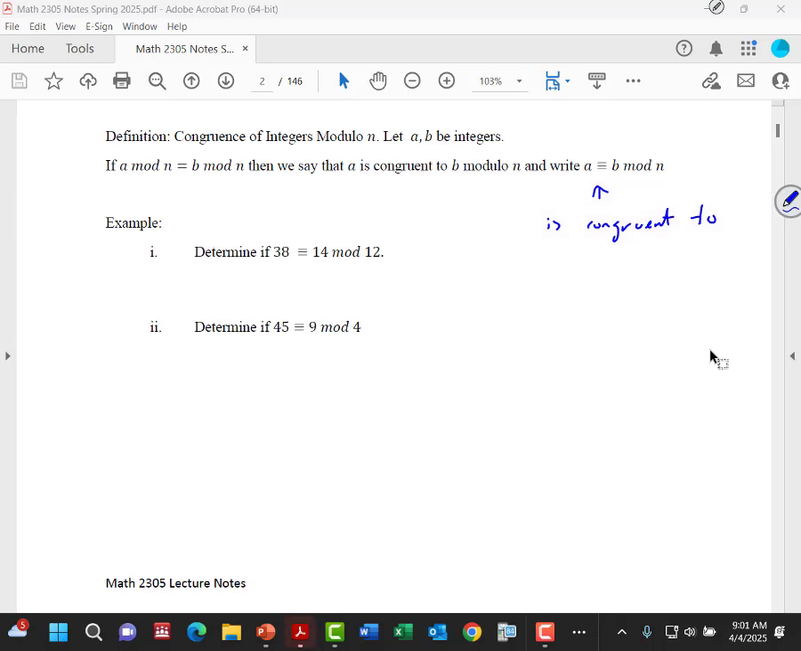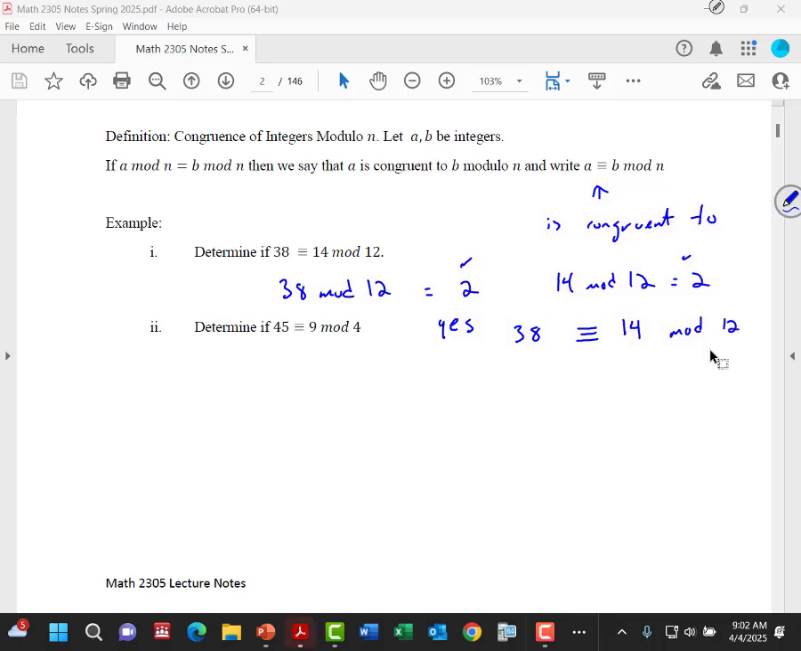I want to determine, is 38 congruent to 14 mod 12? Well, let's check. 38 mod 12 is 2. 14 mod 12 is 2. These are the same, so I would simply say yes. 38 is congruent to 14 modulo 12.